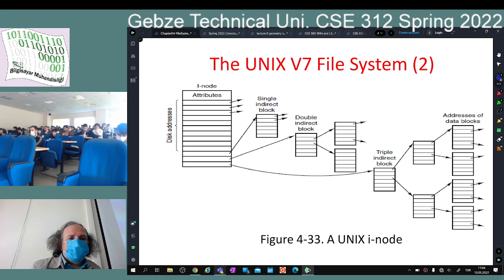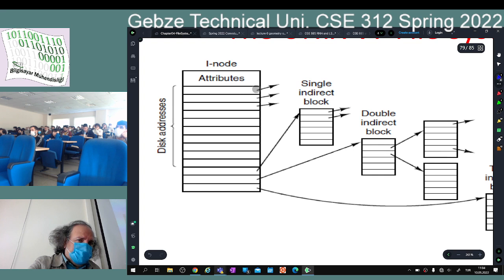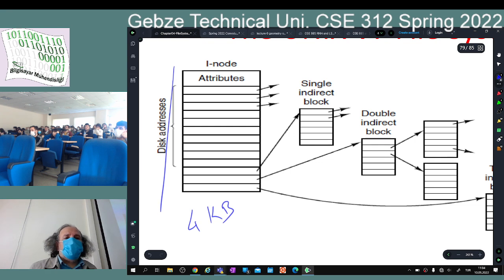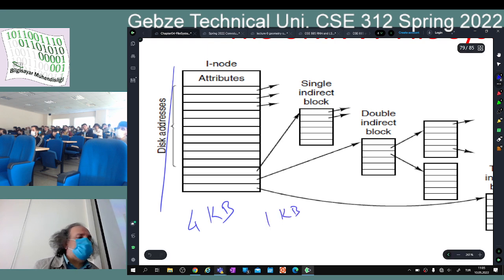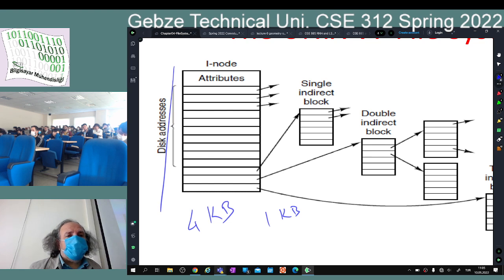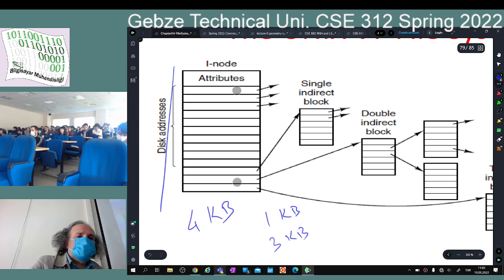So the first elements of this inode address the blocks directly. Let's say I have 4 kilobytes of block size for this inode. In my 4 kilobytes, let's say I use 1 kilobyte. This is just an exaggeration, but I use 1 kilobyte for the attributes. I have 3 kilobytes for these indexes. Let's say each index is 32 bits, so 4 bytes.